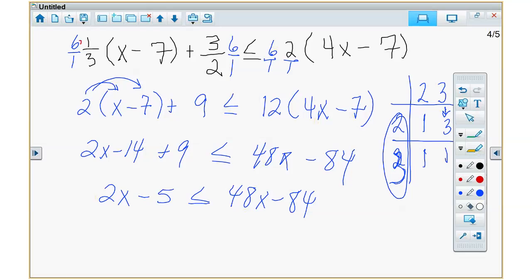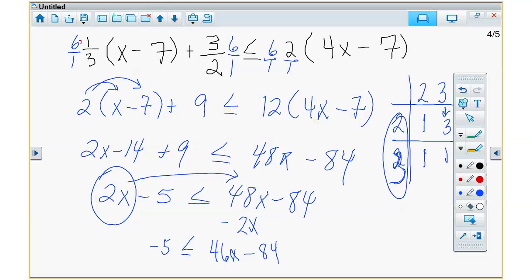Now, which one's the smallest bucket? 2. Minus 2x. And that gives us negative 5 less than or equal to 46x minus 84.